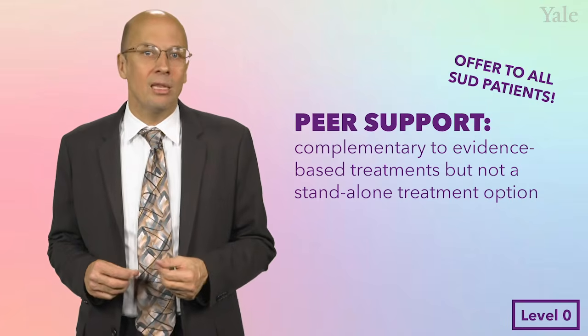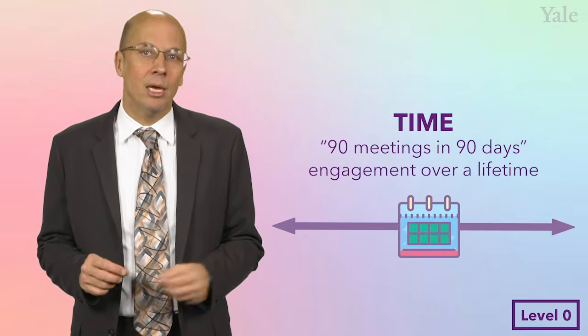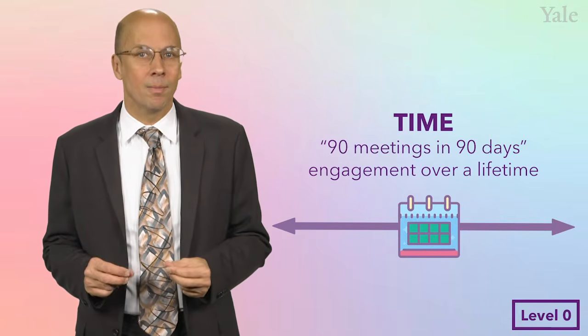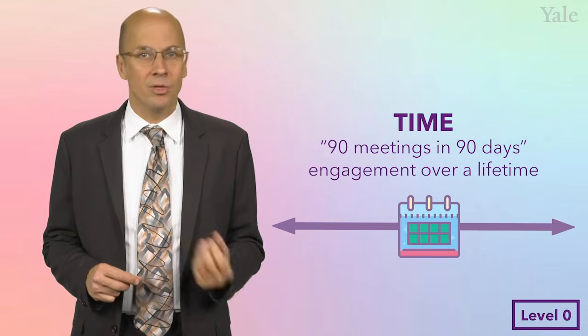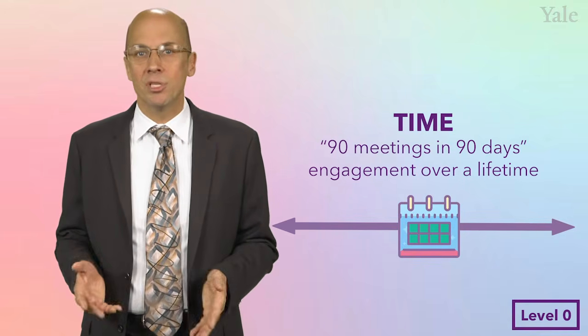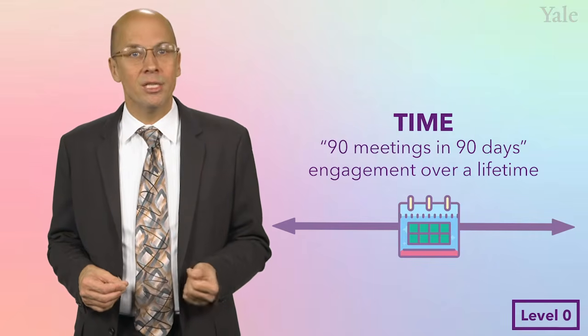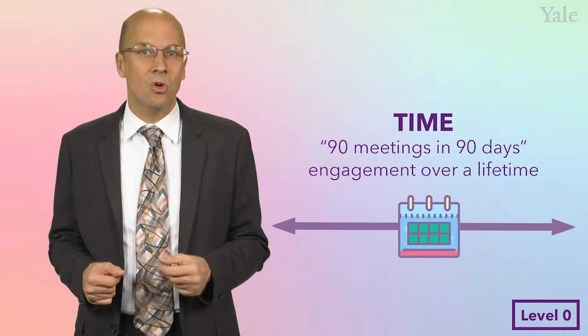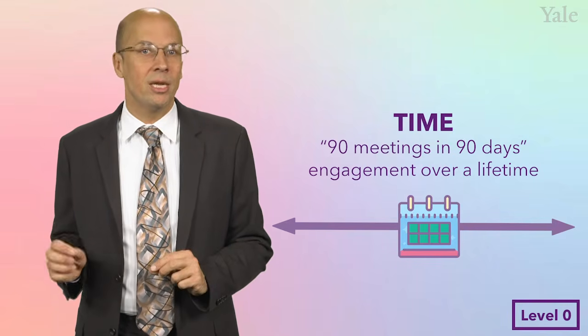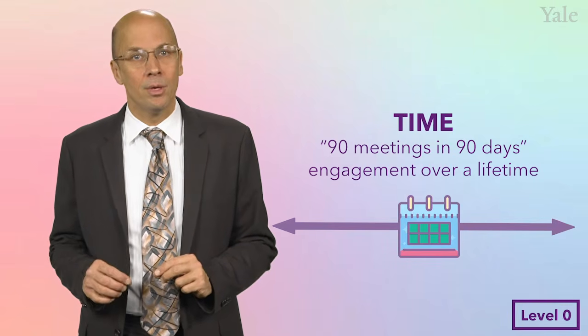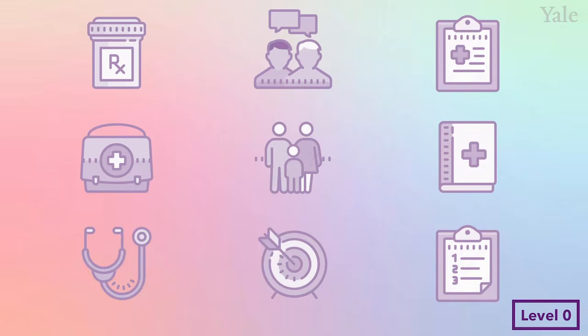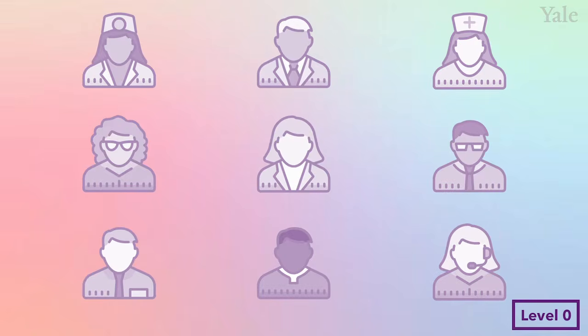As for the frequency and length of engagement in a peer support setting, it is generally recommended people attend more frequently at first. Often people recommend 90 and 90, meaning 90 meetings in 90 days. Though the frequency of visits might lessen over time, people can stay engaged in peer support over the course of a lifetime. A 2014 study demonstrated that an increase in attendance correlates with increase in percent days abstinent from alcohol. In peer support settings, no billable services are provided and no licensed personnel are involved.